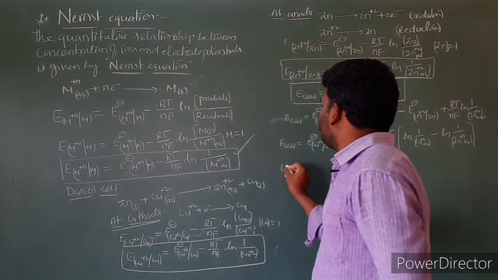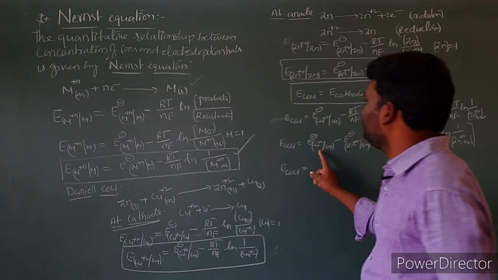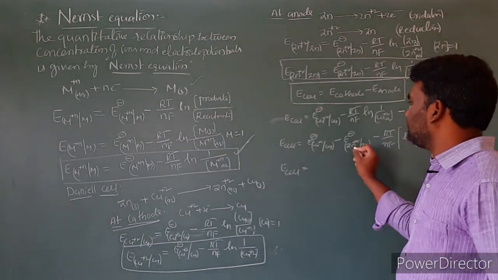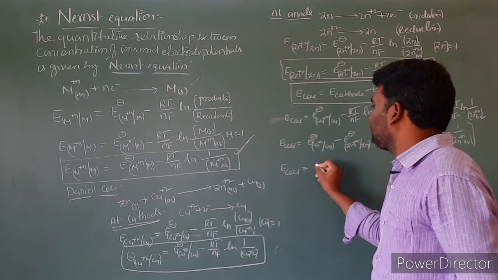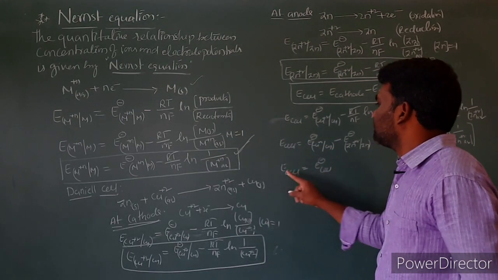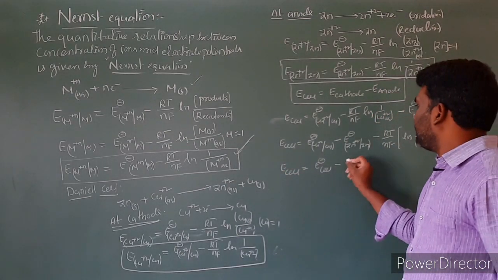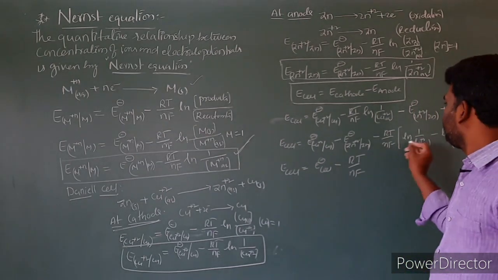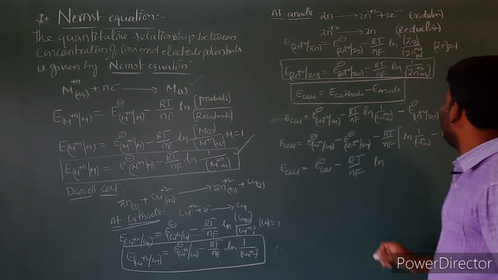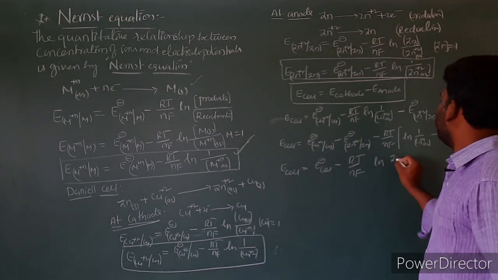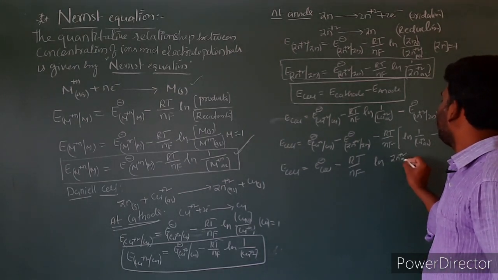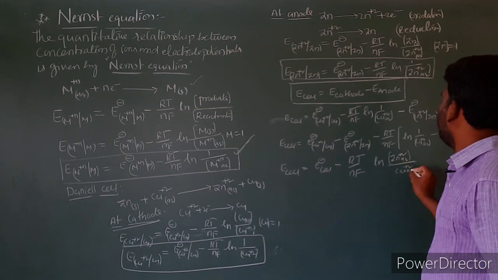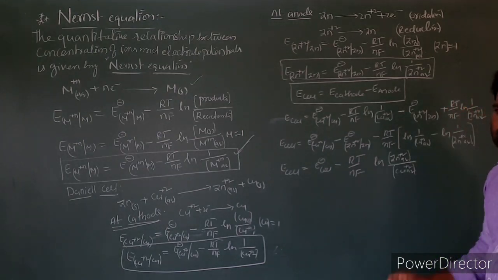Then E cell is equal to, by taking this one I am taking as E standard cell. This is the cathode, this is the anode. Cathode minus anode gives the standard cell E standard cell. E cell equals E standard cell minus RT by NF, then we have ln. We can write this equation as Zn2+ ion concentration in aqueous form by Cu2+ ion concentration in aqueous form. This is another equation we get.